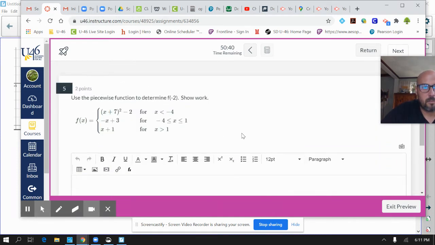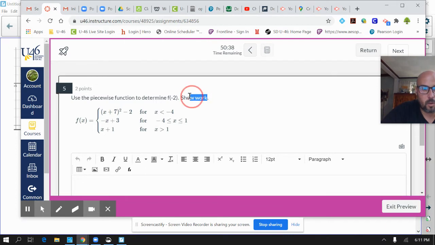I got this for number 5. Notice it says show work. If you didn't show work, you didn't get all the credit, even if you were right. You just have to show work. Show work. No work equals no credit. So how are you going to show work here? Let me show you. First of all, you have to figure out which piece -2 belongs in.